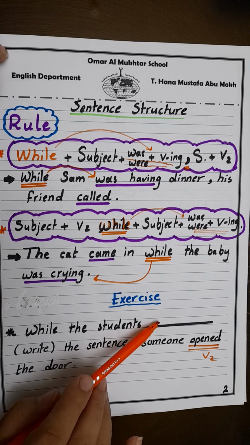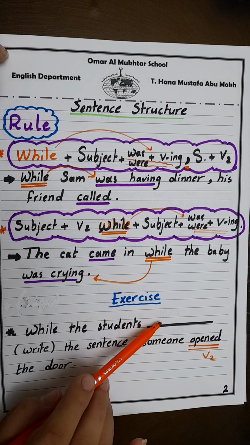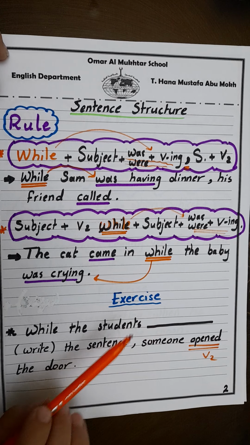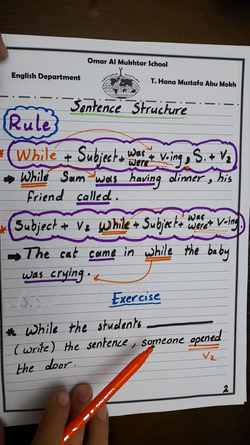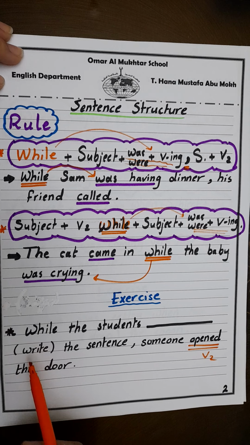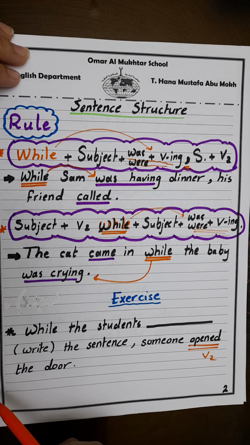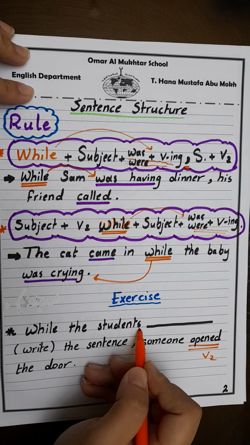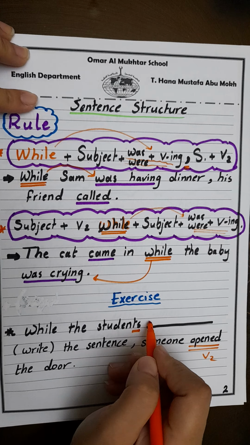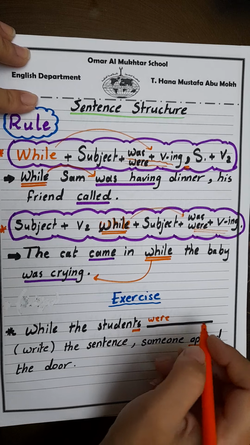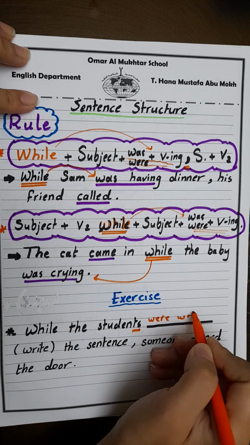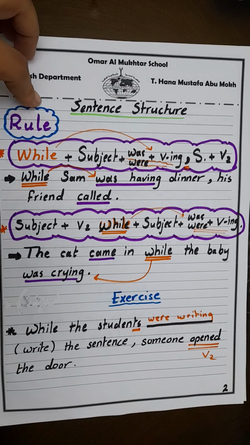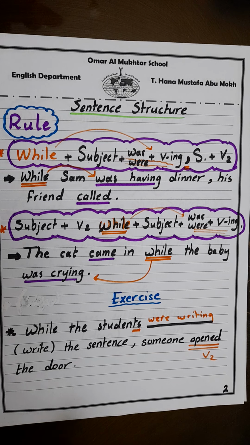This is the sudden action, verb to. So what comes here? What comes here? It's what? The continuous action. Okay, what is the continuous action here? was or were plus verb ing. Okay, so do we put was or were? Here we have students, plural. So I write were writing. Clear. While the students were writing the sentence, someone opened the door.